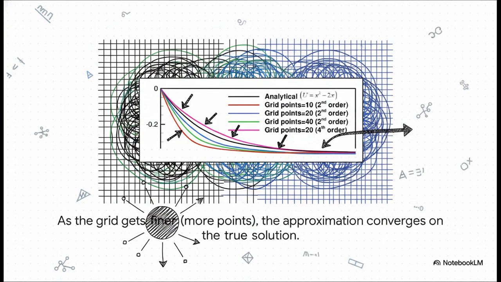But here's the beautiful thing. Our approximations can get ridiculously close to the real answer. That black line you see, that's the perfect, true solution we can never actually calculate. The colored lines, those are our approximations. And look what happens. As we make our grid finer and finer, adding more and more points, our answer gets closer and closer to reality. It's an amazing concept called convergence.